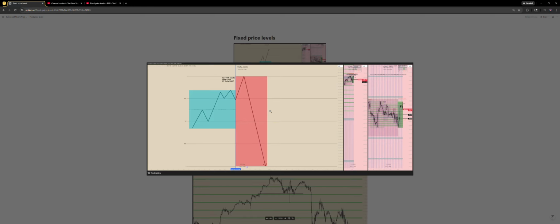The other way is obviously external to internal. So if we have, for example, some sort of time-based liquidity, a high time frame candle, time cycle, quarterly cycle, and then we get some sort of SMT or just a sweep and rejection into one of these fixed price levels, then we can anticipate a reversal if we were already expecting a high to form there.